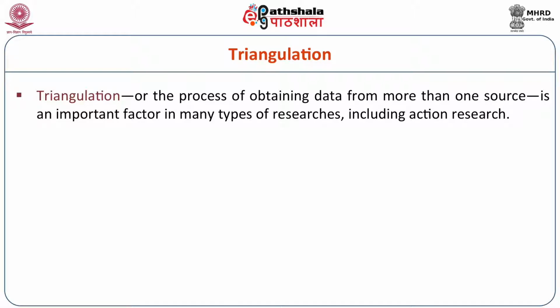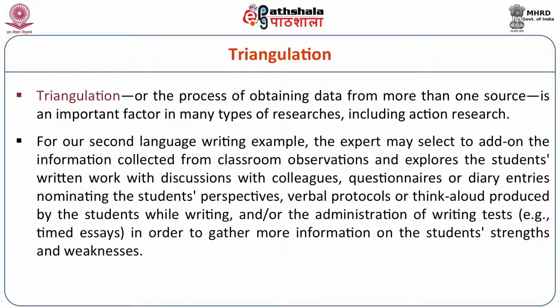Triangulation, or the process of obtaining data from more than one source, is an important factor in many types of research, including action research. For our second language writing example, the expert may select to add on the information collected from classroom observations and explore the student's written work with discussions with colleagues, questionnaires or diary entries, nominating the student's perspectives, verbal protocols or think aloud produced by the students while writing, and/or the administration of writing tests like timed essays in order to gather more information on the student's strengths and weaknesses.